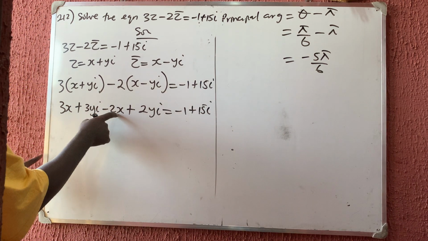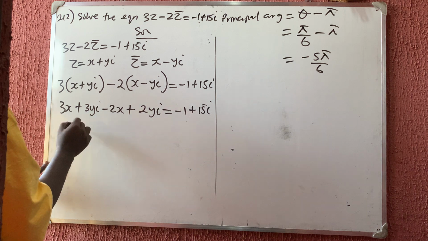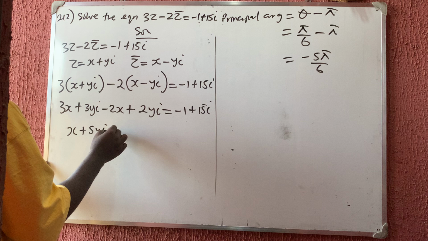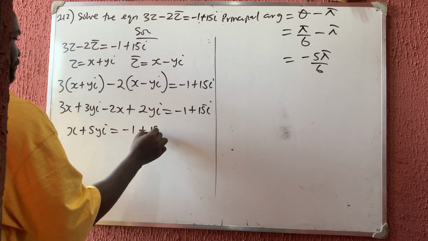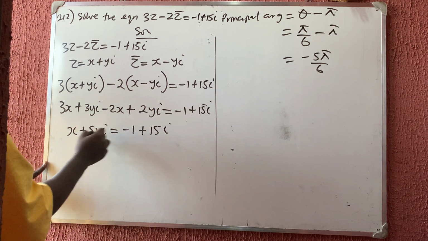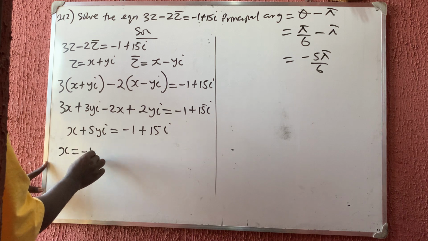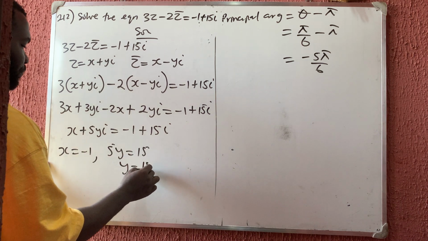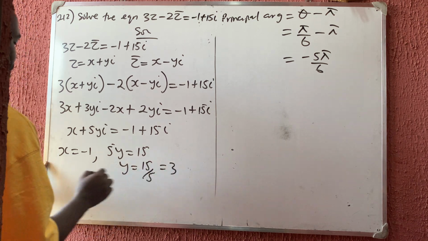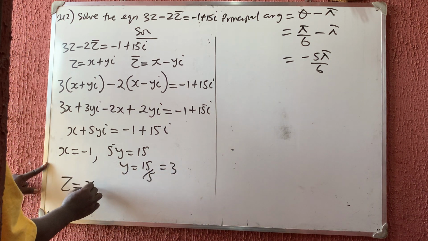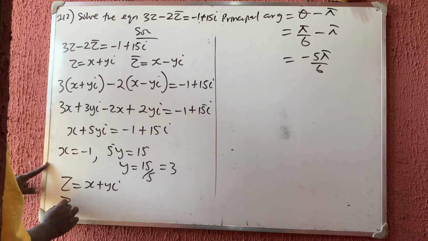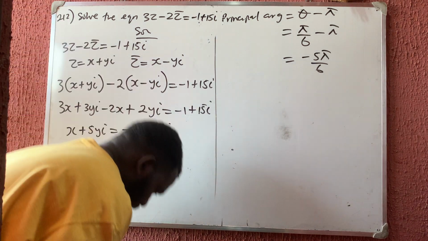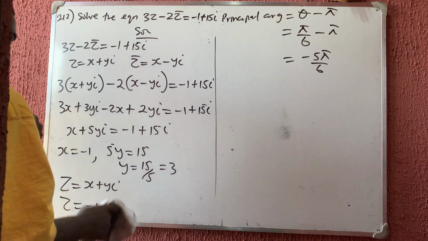So this and this will give me x, this and this will give me plus 5yi, is equal to minus 1 plus 15i. So if I compare, you will see that x is equal to minus 1 and 5y is equal to 15. Therefore y is equal to 15 divided by 5, which is 3. But I know that my z is equal to x plus yi. So z is equal to minus 1 plus 3i. Very, very simple. We move to the next question.